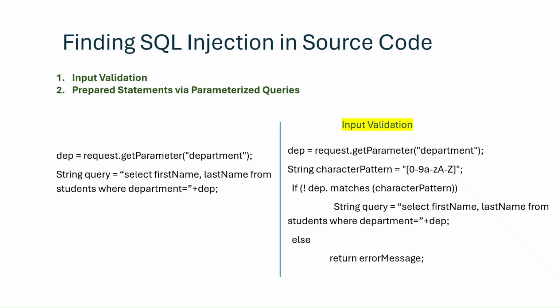Only if the department value, which is the input value taken from the front end, matches this character pattern, the query will be executed. If not, the application logic, this particular code snippet, will return an error message. So this code, now rewritten to use the input validation logic, will allow the query to be executed only if the supplied input has numbers and alphabets. In case there are special characters, it will return an error message.